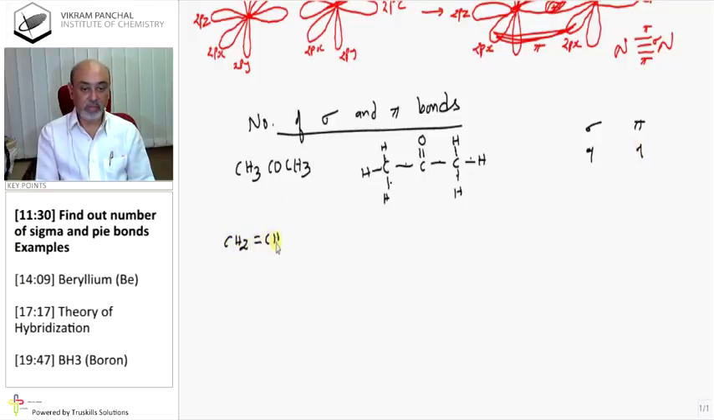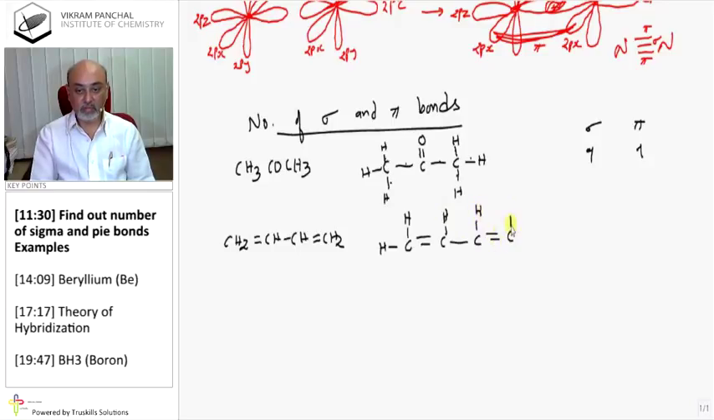CH2 double bond CH, CH double bond CH2. So here H, C, H, double bond C, H, single bond C, H, double bond CH2. Sigma bonds: 1, 2, 3, 4, 5, 6, 7, 8, 9. So 9 sigma, 2 pi.